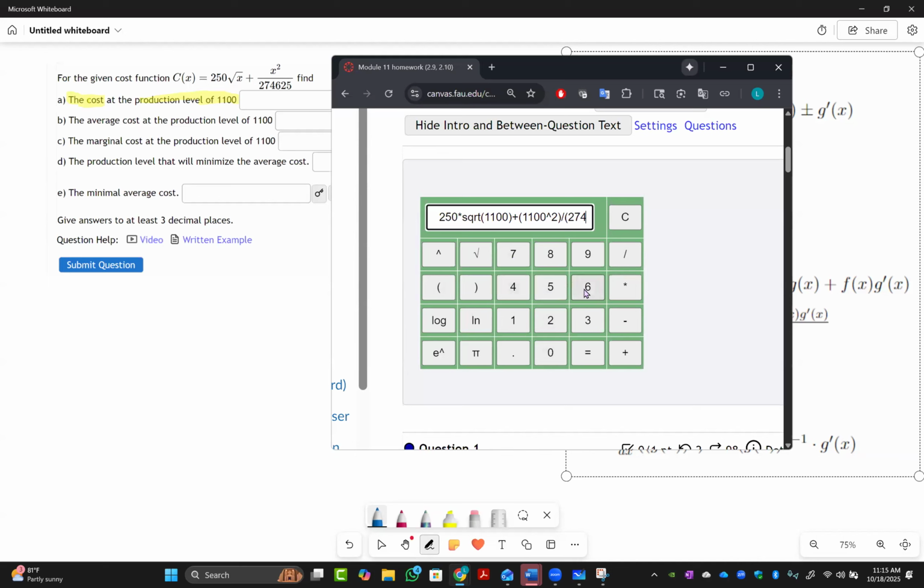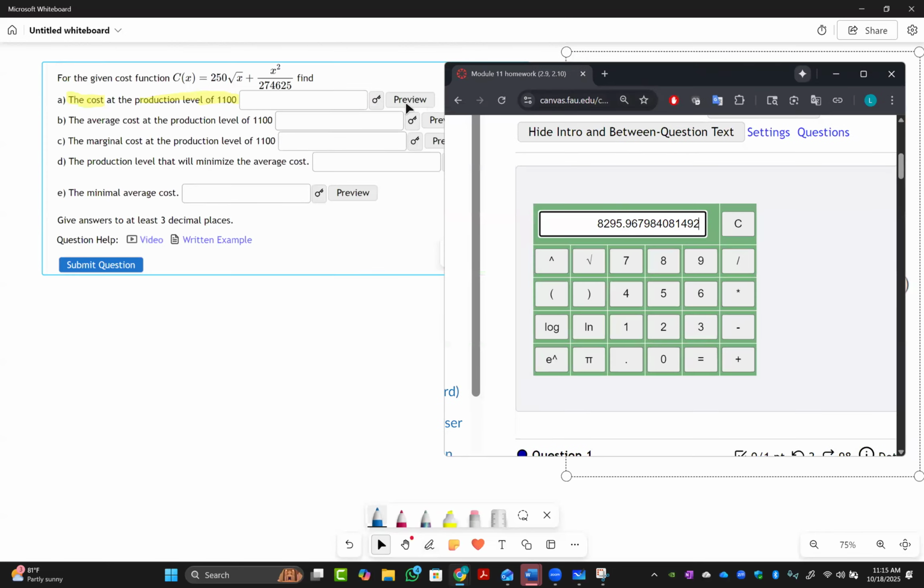Just get in the habit, because if you make a mistake and it does, then you're going to get the wrong answer. And so I get this amount and get answers to at least 3 decimal places. So we have 8. Well, I'll just here. So we have this amount. Let's do it. Preview.